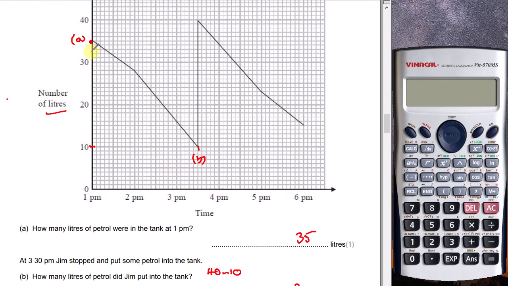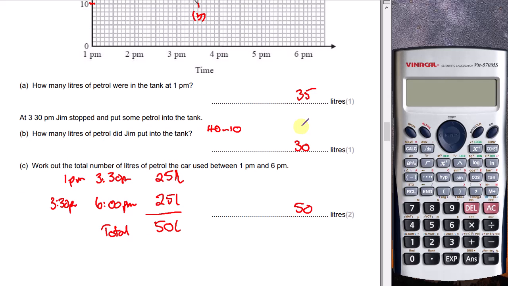So he's done 2 lots of 25, from 35 down to 10, filled up, and then 45 down to 15. So the car has used 50 litres.